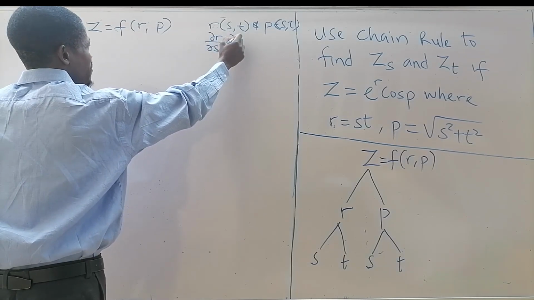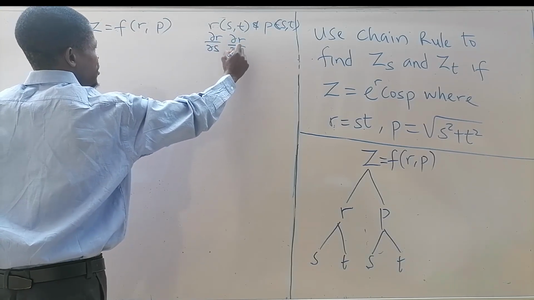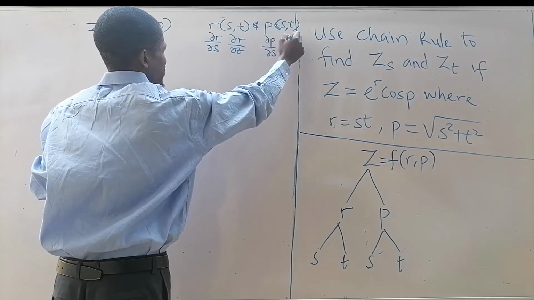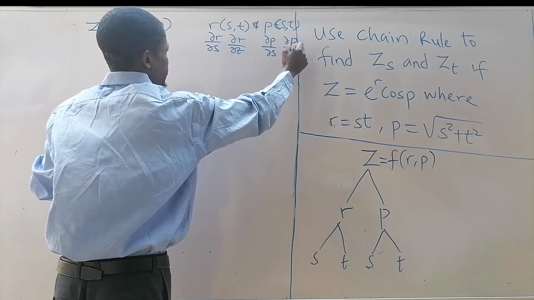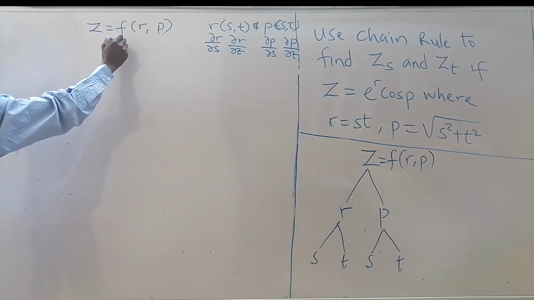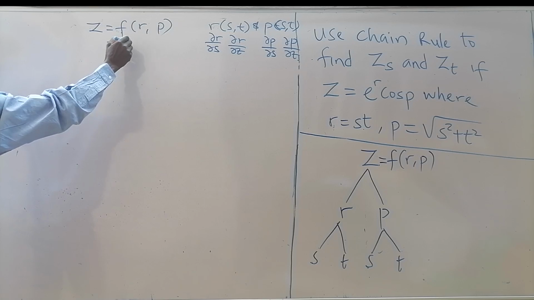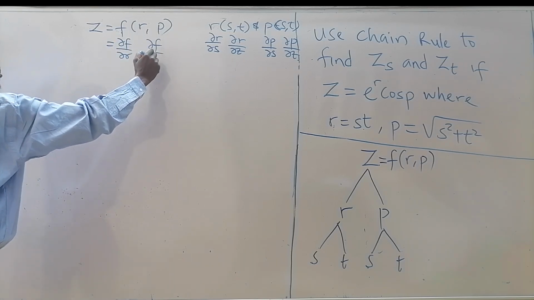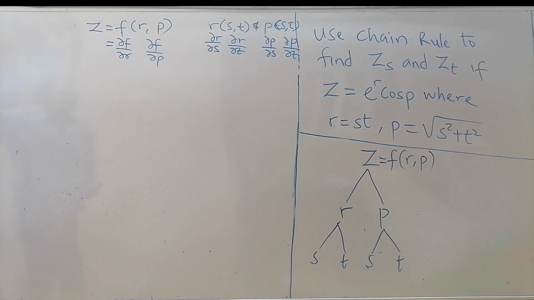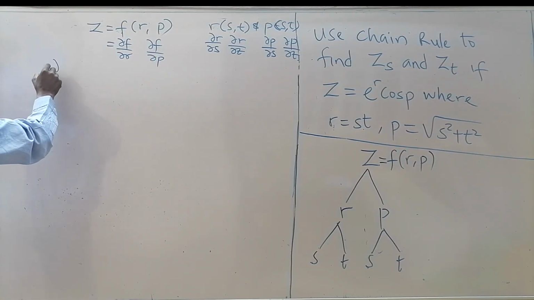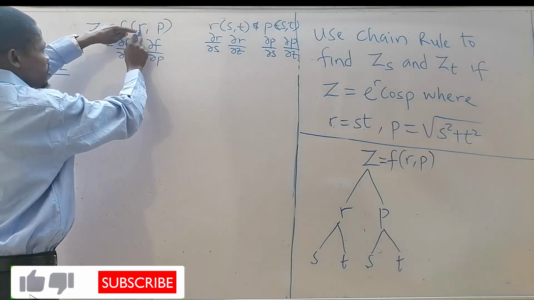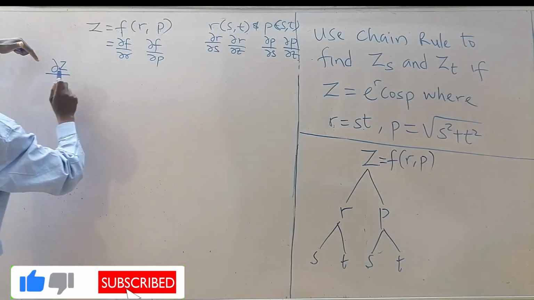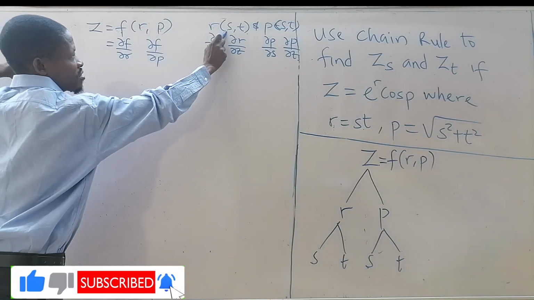We can have the partial derivative of the function with respect to t. We can have the partial derivative of p with respect to x and partial derivative of p with respect to t. We can also have the partial derivative of f with respect to r. We can also have the partial derivative with respect to p. So let's form the chain rule. Each of these two variables are functions of what? x and t.